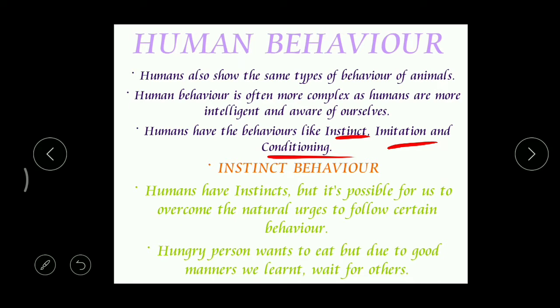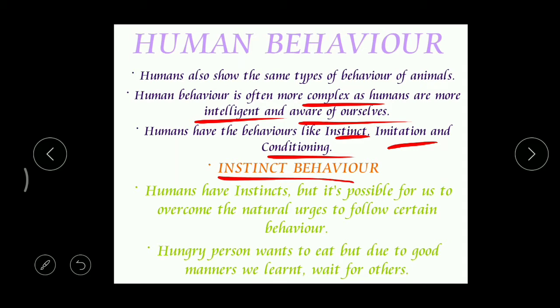And as I told you already, human behavior is more complex. Why? Because this is a very intelligent animal. That means among all the animals, the one said to be the most intelligent is the human, and even we are well aware of ourselves. Okay, so that's why we can say that human behavior is much more complicated when compared with other animals, right? So now let's deal with the first kind of behavior in humans.